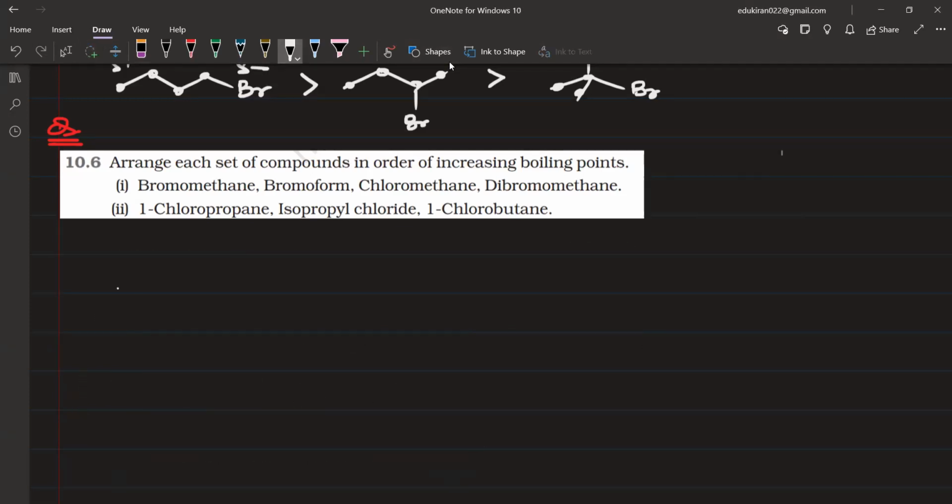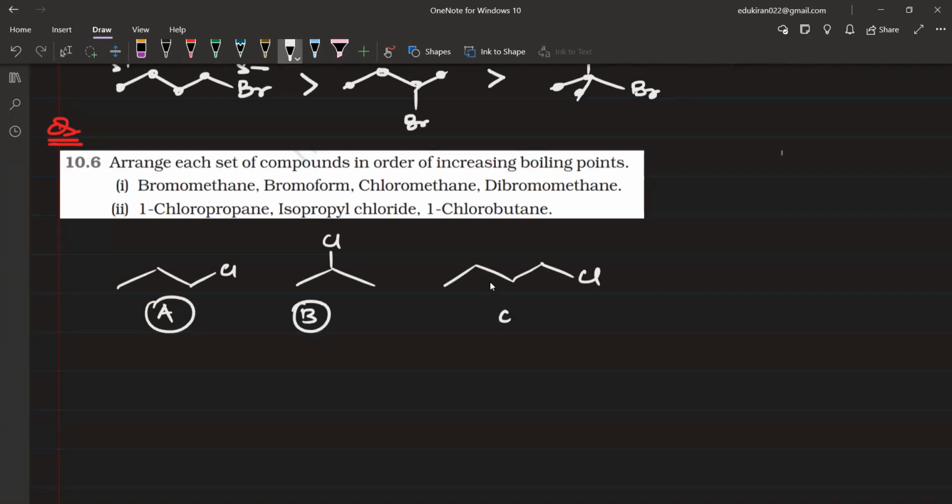1-chloropropane: 1, 2, 3 carbon atoms, and the first carbon atom will have chlorine. Isopropyl: 1, 2, 3 carbon atoms, and the second carbon atom is going to have chlorine. 1-chlorobutane: 1, 2, 3, 4 carbon atoms, and then you will have chlorine. As you can see, the chlorine is the same here, so first of all we are going to see the number of carbon atoms. See, this one has more carbon atoms. A, B, and C: for all of these cases you have to see first of all the molar mass. C has the highest molar mass.